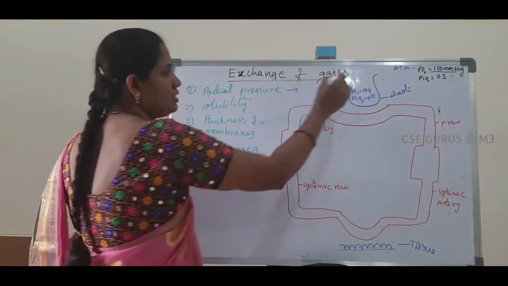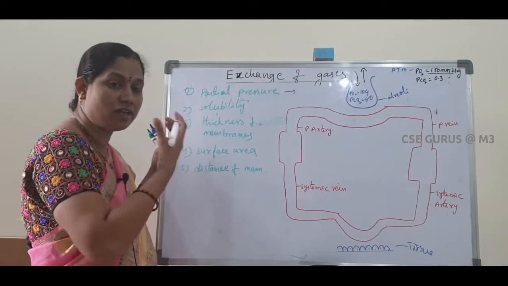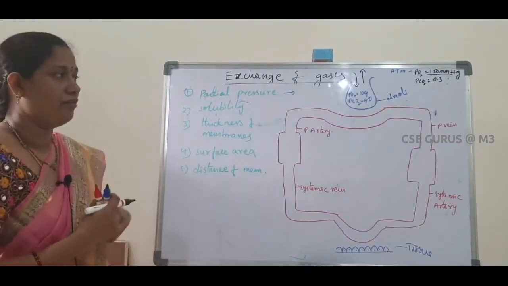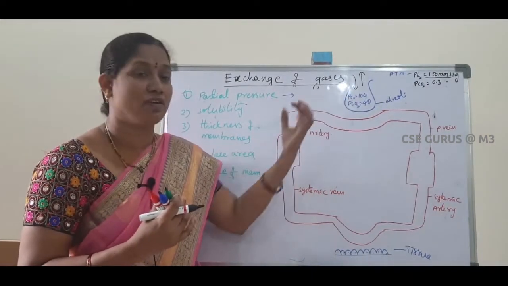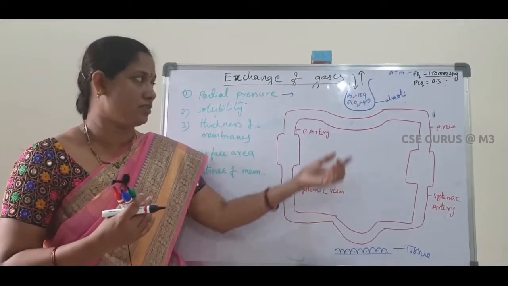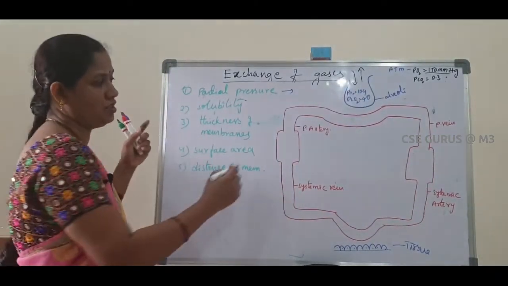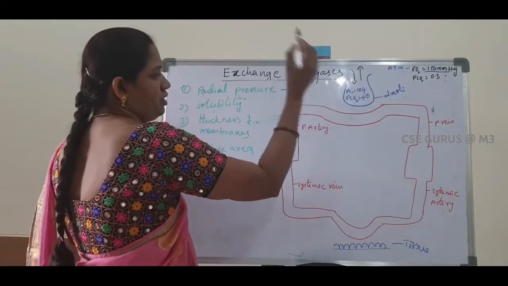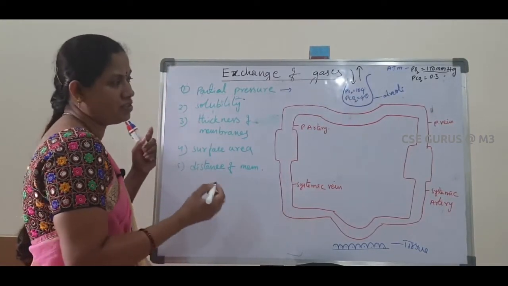During inhalation, air reaches up to the alveoli. Whenever it reaches the alveoli, the partial pressure of oxygen decreases a little bit, to 104 mmHg. Next, the partial pressure of carbon dioxide is maintained at 40 mmHg.